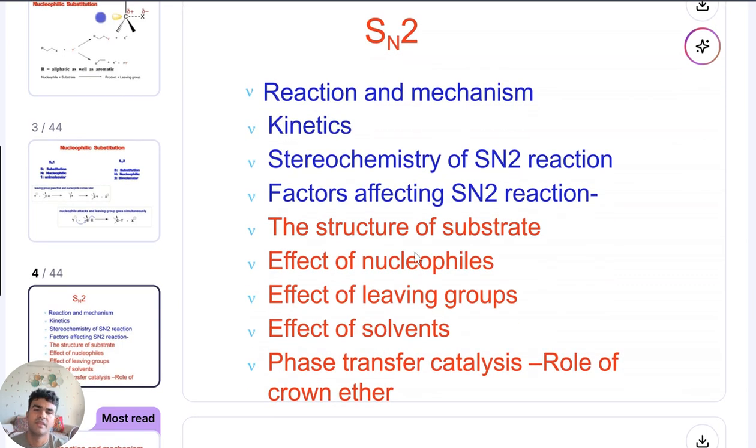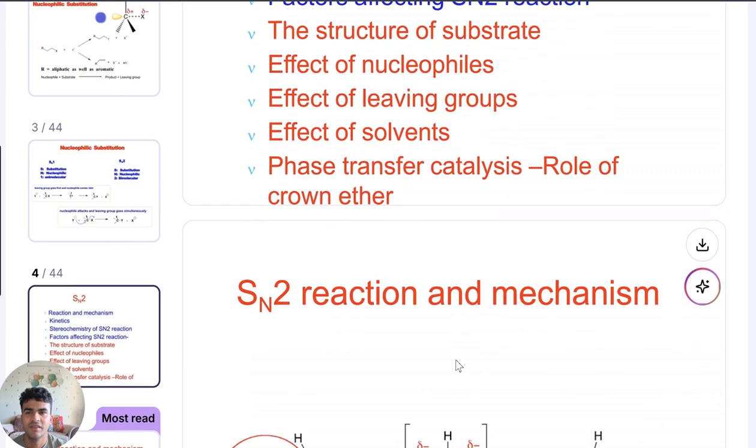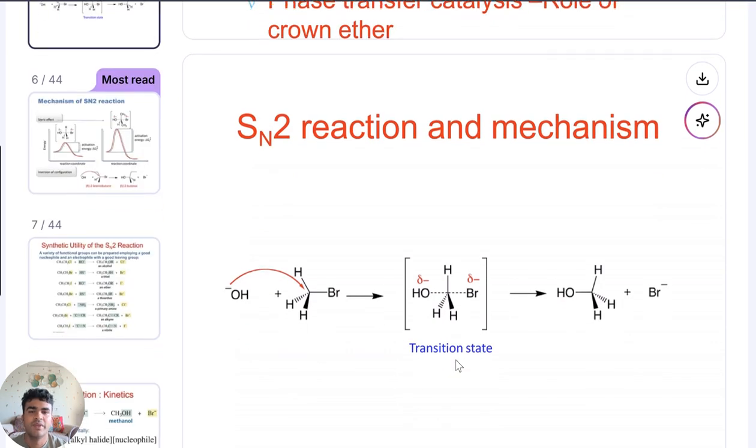So there are many things here to discuss. There is the reaction mechanism, kinetics, stereochemistry of SN2 reaction, factors affecting SN2 reaction, the structure of substrate, effect of nucleophiles, effect of leaving group, effect of solvent, phase transfer catalyst, role of ground. Then now, SN2 reaction mechanism.